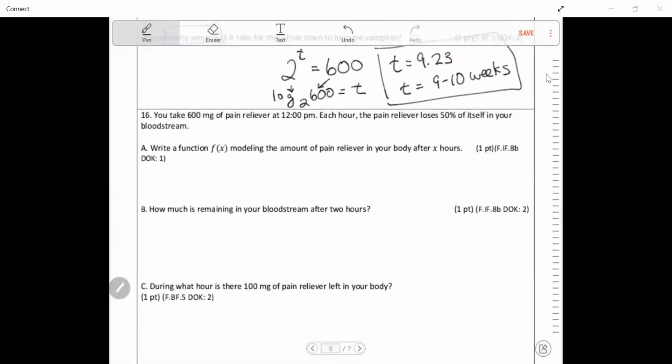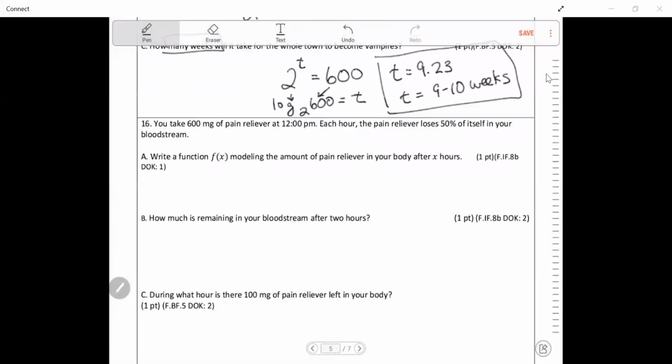All right. Now let's look at this: you take a pain reliever, and the pain reliever loses 50% of its potency in your bloodstream every hour. So we have 100% and we lose 50%, so 50% is still left over. And 50% we can also write as a decimal, 0.50. So that's going to be our function.